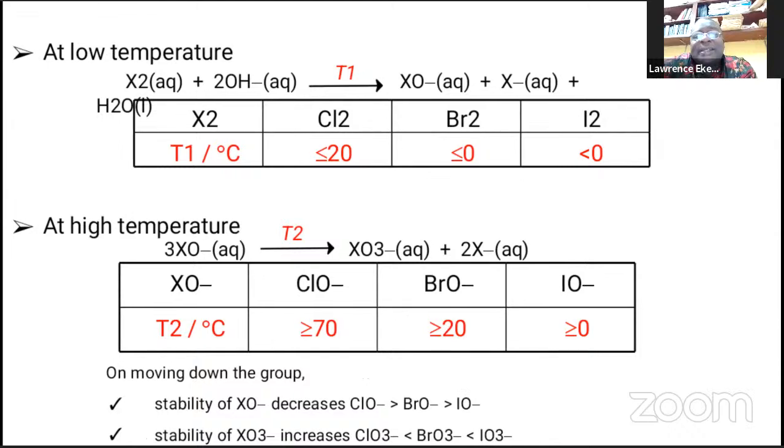Another factor is the nature of the alkali and the type of halogen that is reacting. The reaction of iodine is different from bromine, which is different from chlorine, as you can see. At low temperature and at high temperature, the stability of the product differs.